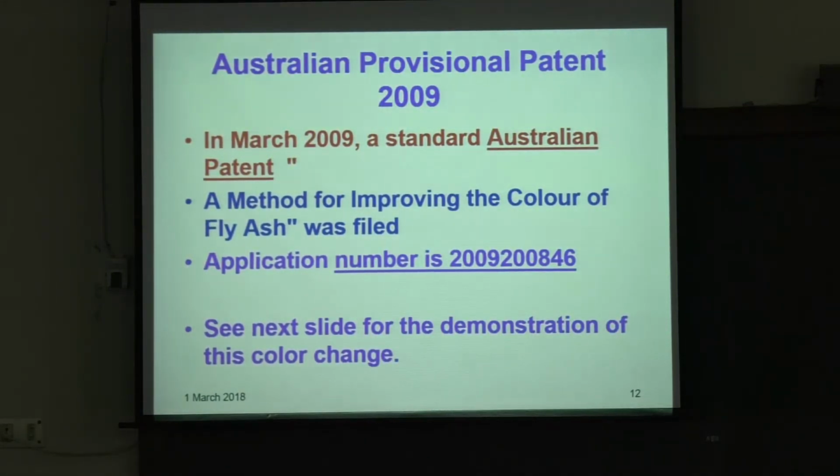Okay, in 2009 we submitted a standard Australian patent, and this is the application number. But this went on. It takes time there, even for a provisional patent to go to the next stage. It takes 2 years, 2.5 years, 3 years, and by the time the researchers change and things like that. So I cannot do much about it, but this is the number.